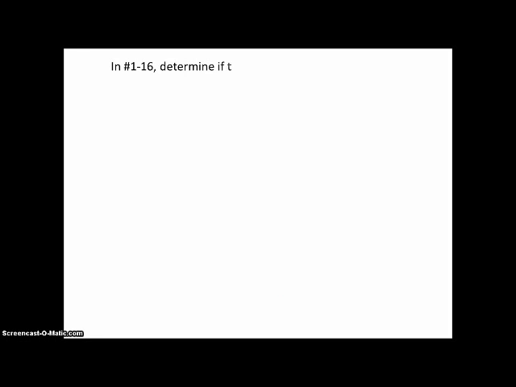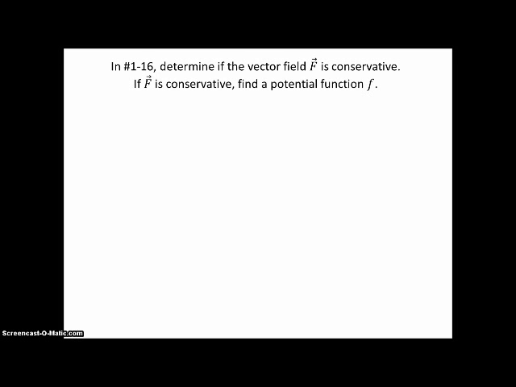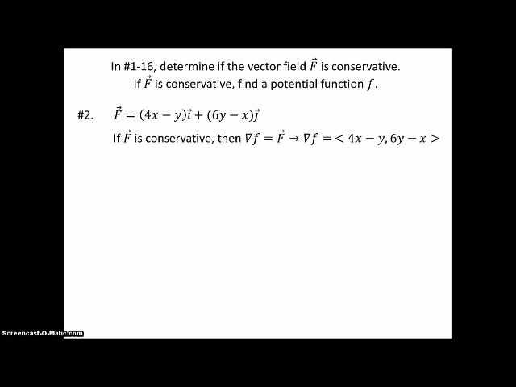In numbers 1 through 16, determine if the vector field capital F is conservative. If capital F is conservative, find a potential function little f. Now we're going to do this all at once. We're going to examine big F and try to determine if in fact there exists a little f. Alright, so here's number 2. And if in fact big F is conservative, then the gradient of little f is equal to big F.